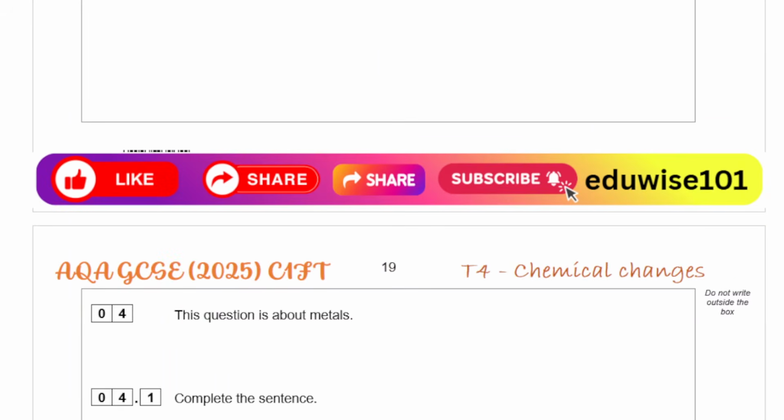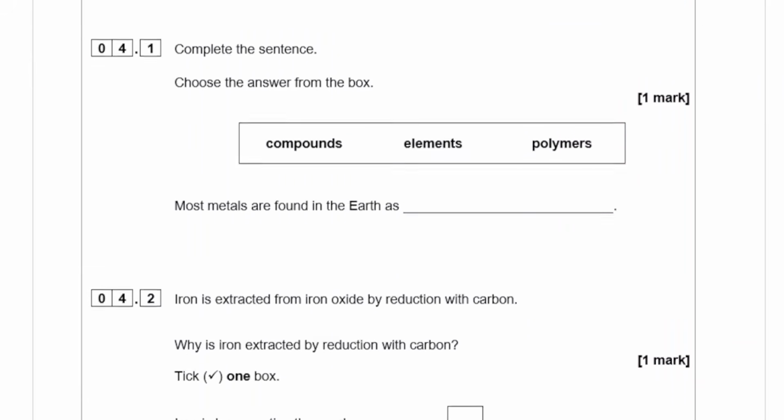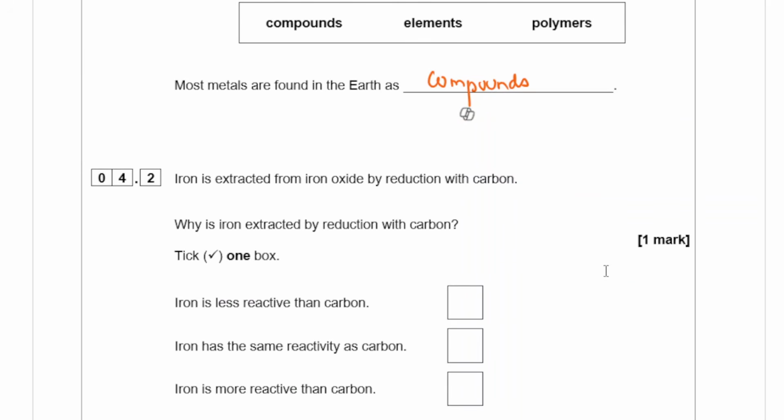Let's have a look at question number 4, which is on the topic of chemical changes. This question is about metals. Complete the sentence. Most metals are found on Earth as compounds, usually as oxides. Iron is extracted from iron oxide by reduction with carbon. Why is iron reacted or extracted by reduction with carbon?